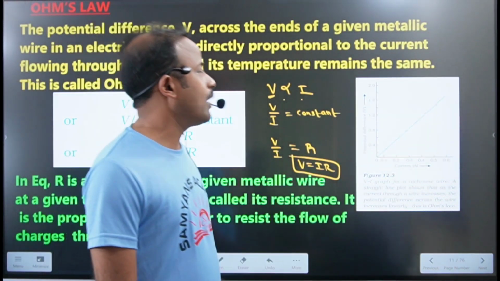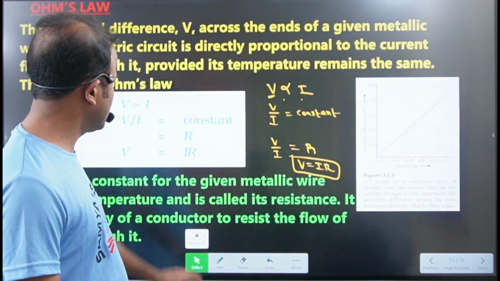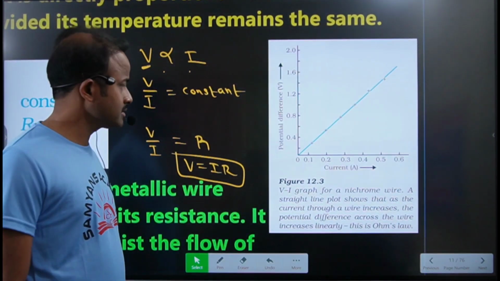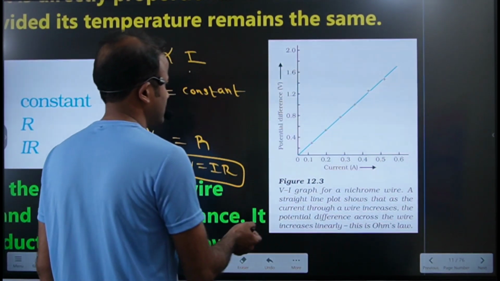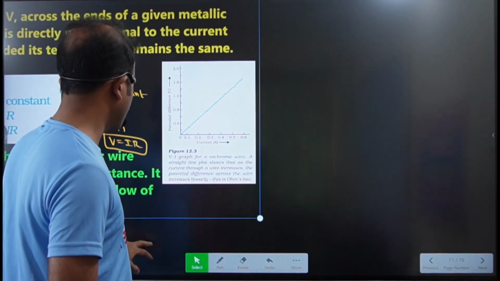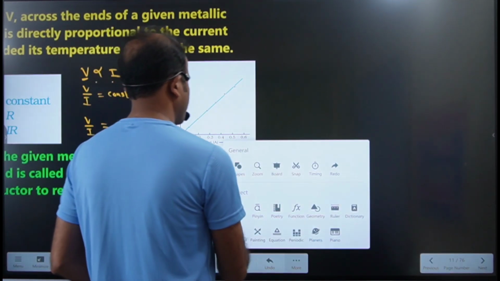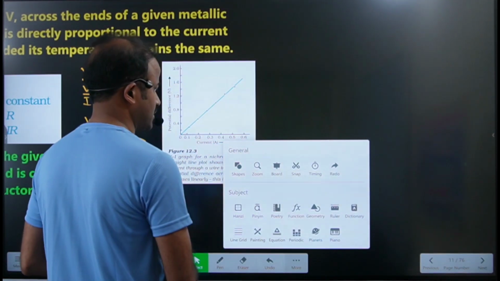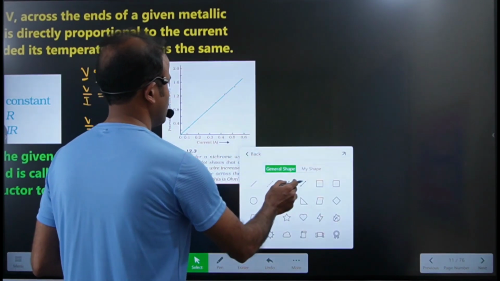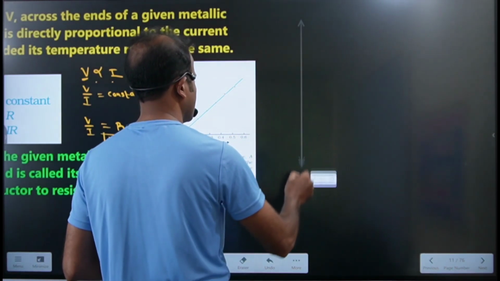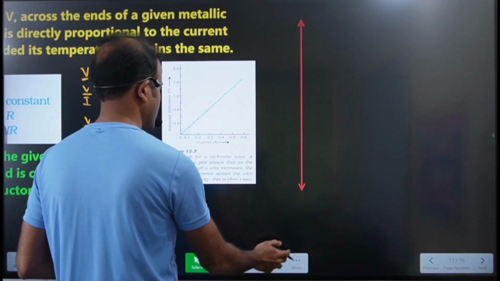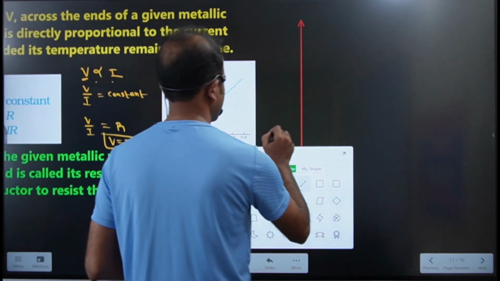Okay, now here we have one graph. When you plot the graph between, now see, are you able to see this graph? Yes. Here we have the lines like this. Okay. Just a minute. I will plot this graph here. So when you plot the graph, first of all you have to draw the x-axis and the y-axis. Let us say this is x-axis, and plot the graph y-axis.